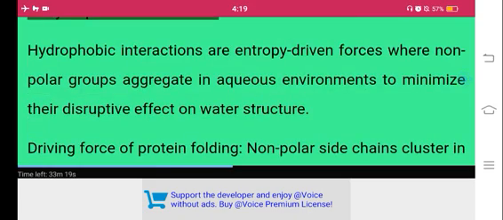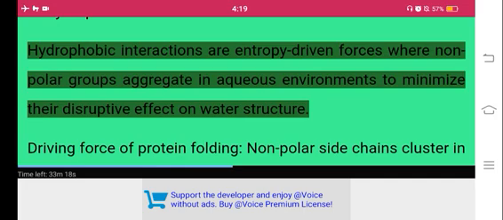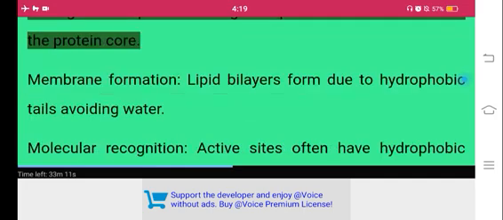3. Hydrophobic interactions. Hydrophobic interactions are entropy-driven forces where nonpolar groups aggregate in aqueous environments to minimize their disruptive effect on water structure. Driving force of protein folding: nonpolar side chains cluster in the protein core.